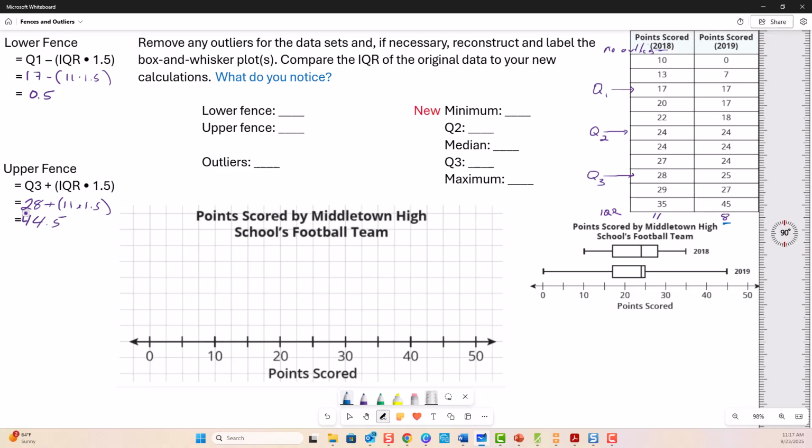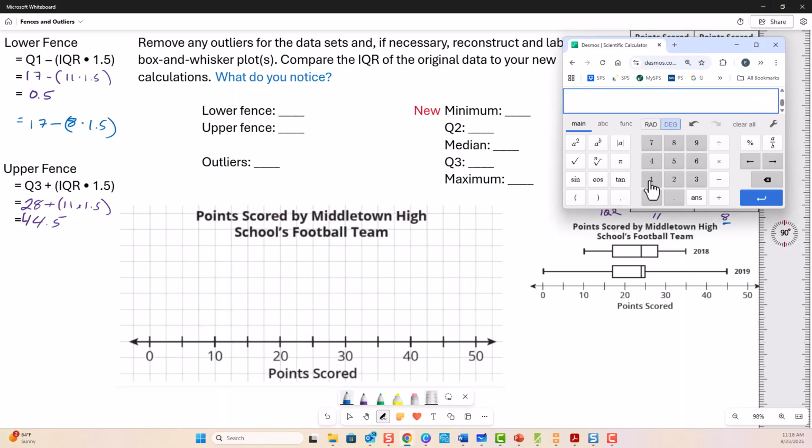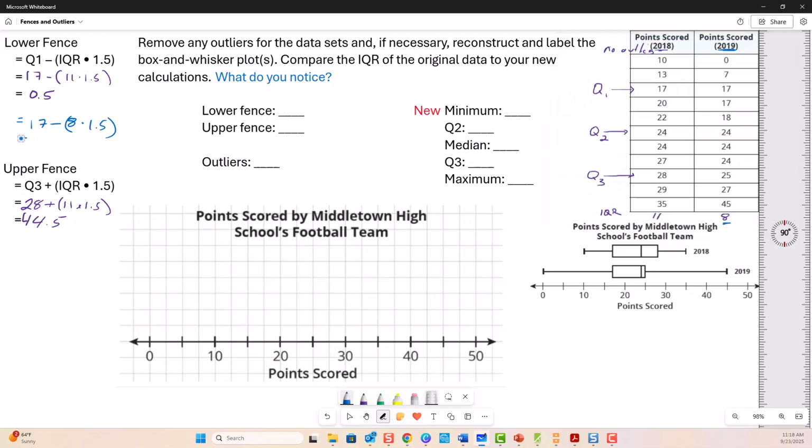Let's do the same thing here for 2019. For our lower fence, we are going to want 17 minus our interquartile range here, which was 8, times 1.5. We have 5 here as our result, so that equals 5. And that does give us an outlier here because 0 is less than 5.